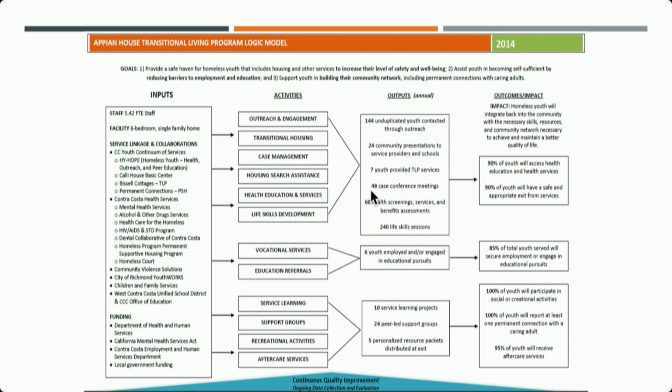Now, if you look at inputs, and I get it that this is pretty small. Let me see if I can zoom in. Maybe not. But if you notice on the inputs, rather than just saying staffing, it says here, let me just do a circle right here, 5.42 FTE staffing. So it gets into the details of how many staff.